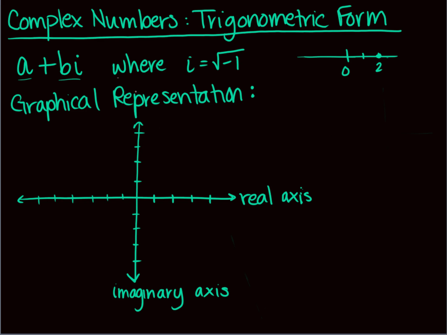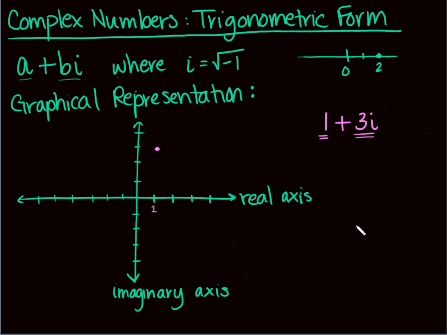But if I had the point 1 plus 3i, what is the real part of my number? The real part of my number is 1. What is the imaginary part of my number? It's 3i. So to graph this, in the real direction I'm going to go over 1. In the imaginary direction, I have a magnitude of 3. So this right here would be the number in a graphical representation, 1 plus 3i.